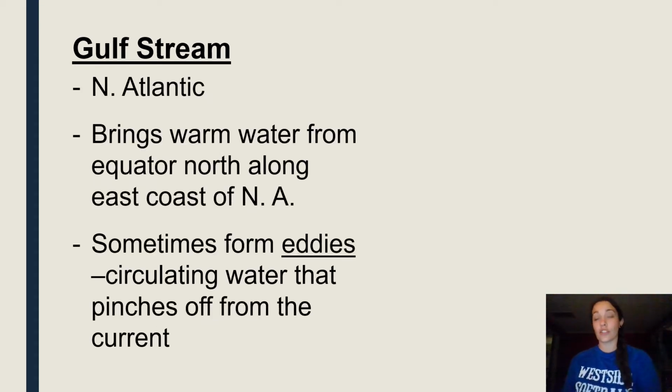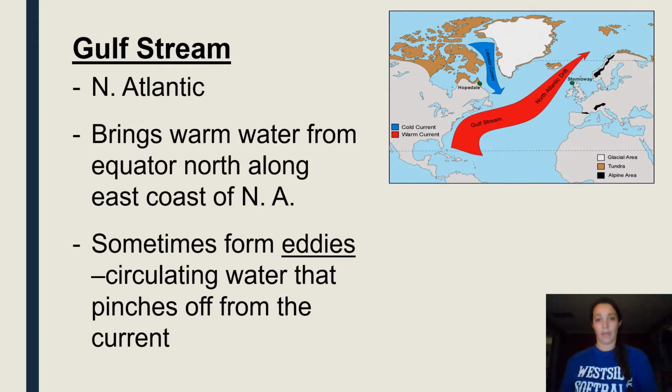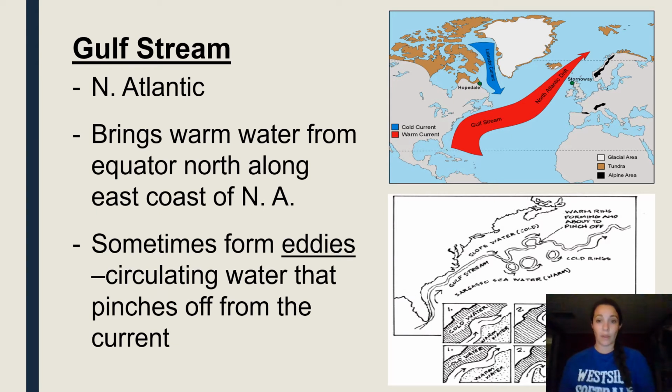So a really big and important surface current that we'll be talking about is the Gulf Stream. That is the one that is closer to home to us. It comes through the Gulf of Mexico, it goes up the east coast of the United States, and it makes its way over into Europe.